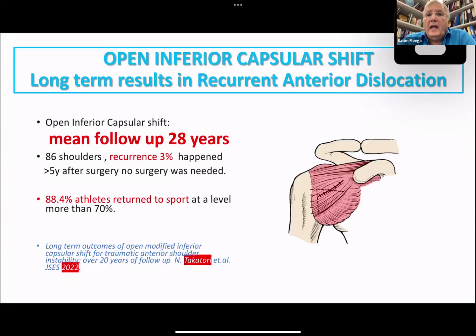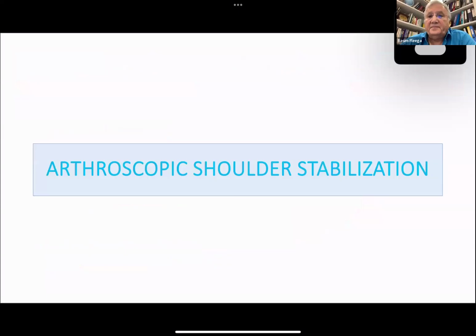A long-term result in recurrent anterior dislocation of the open inferior capsular shift was published with a mean follow-up of 28 years. This publication in 2022 has shown that the recurrence rate is only 3%, and that happens only 5 years after the surgery. 88.4% of the athletes return to sport at a level more than 70%.